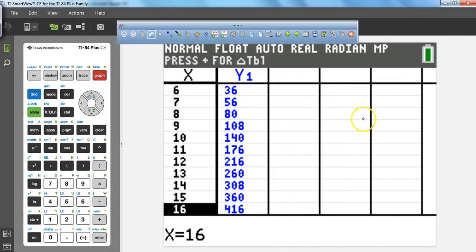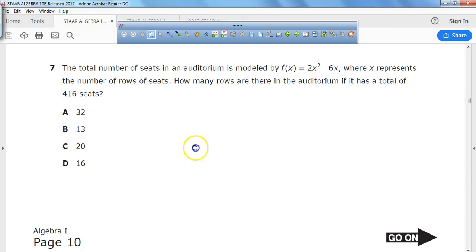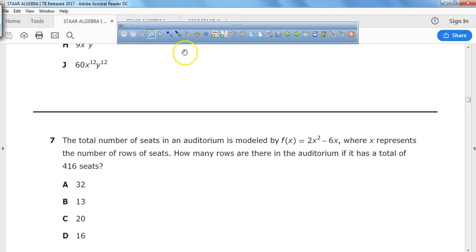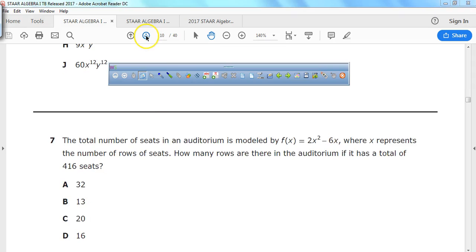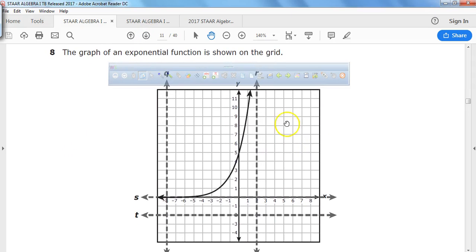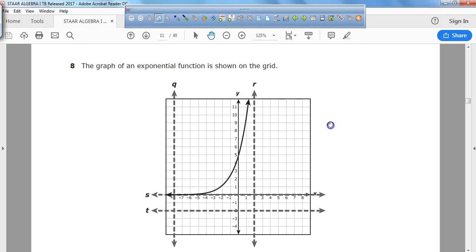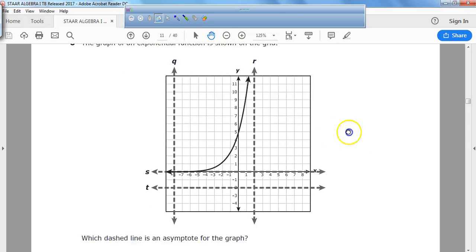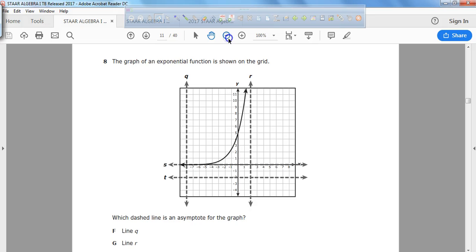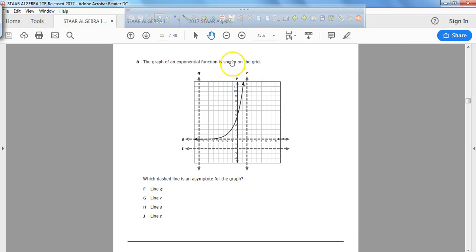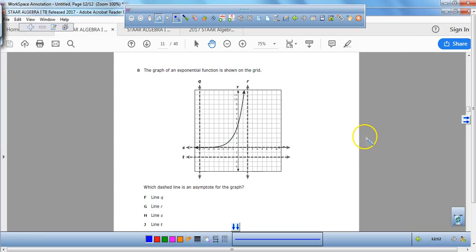Clear it out. Next page. Ooh, exponential function. Look at that. It says the graph of an exponential function is shown on the grid. I'm going to zoom out a little bit here so we can see the whole thing. There we go. Hopefully you can get your magnifying glass and see everything.